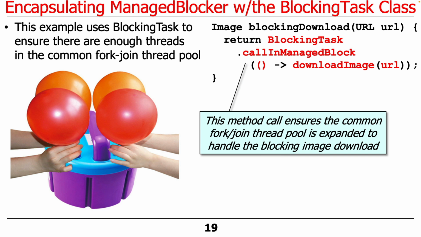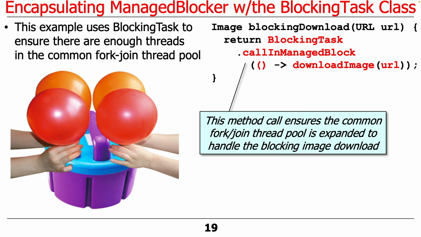Now, download image is indeed a blocking call. If you search around and take a look at the implementation of download image in Android Studio, you'll see that it basically sets up a connection to the URL, and then it blocks reading the contents at that URL from the remote server, puts it into a buffer, and returns it as an image. And the cool thing about this is this will expand the calling thread pool to handle the blocking image download, without you having to write all this additional code to deal with managed blockers and so on. That is done for you by the BlockingTask wrapper.